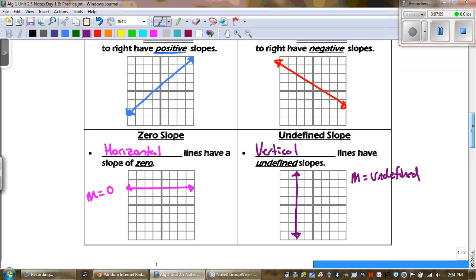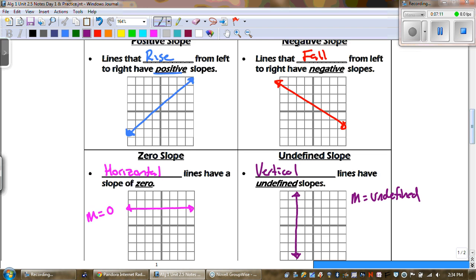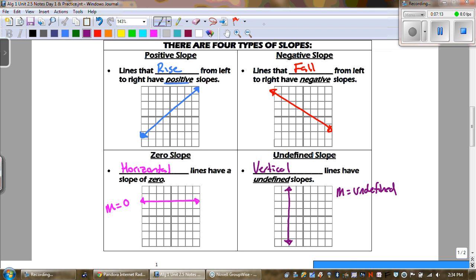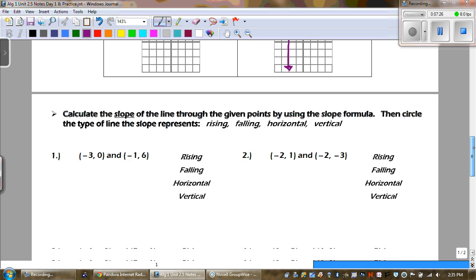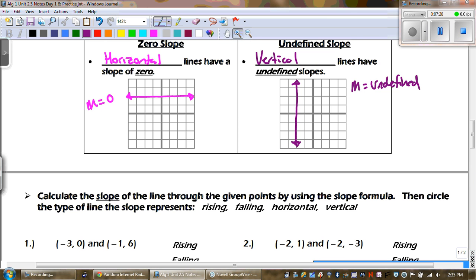Okay, so these are the 4 things you kind of need to know. If it's a positive slope, it rises. If it's a negative, it falls. If it's a 0 slope, it's horizontal. And if it's undefined, it's going to be a vertical line. Okay? Now, let's go through some examples.